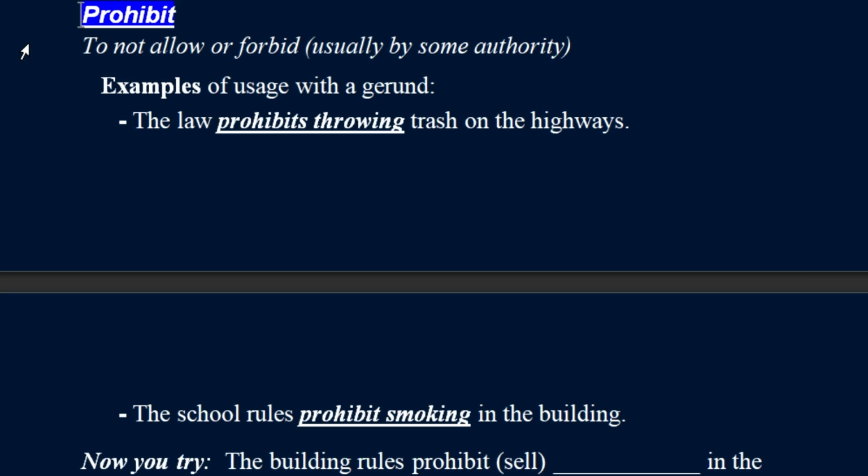Prohibit, to not allow or forbid, usually by some authority. Examples of usage with a gerund. The law prohibits throwing trash on the highways. Another example. The school rules prohibit smoking in the building.